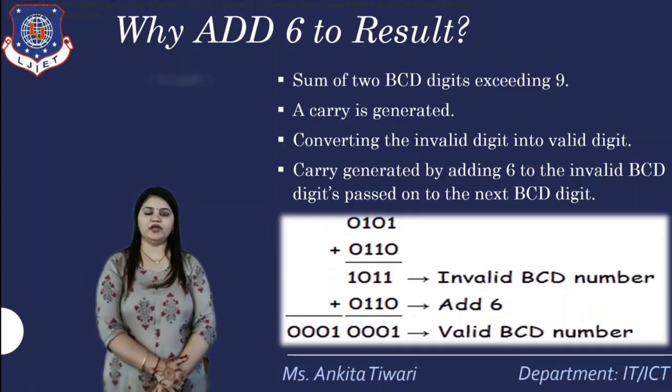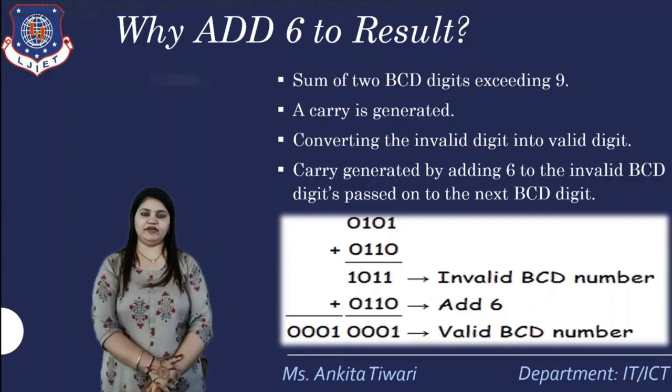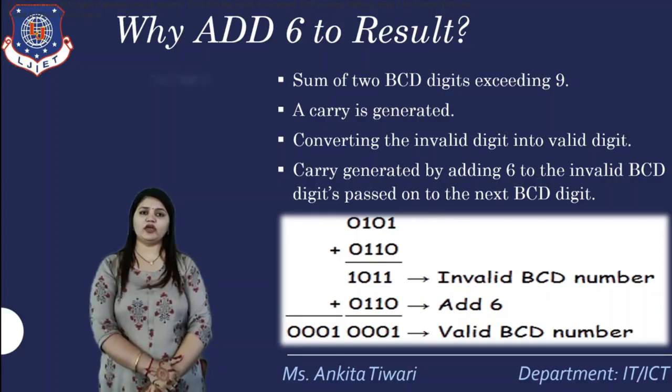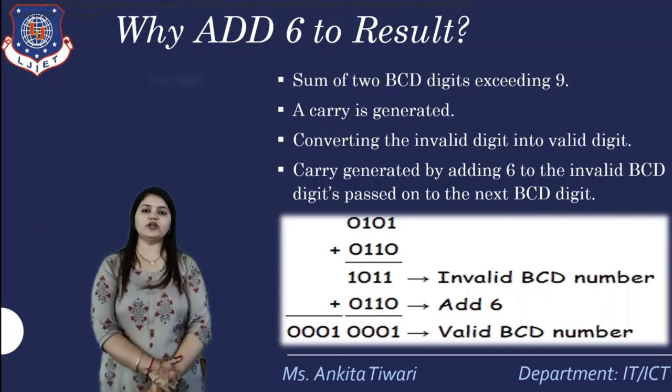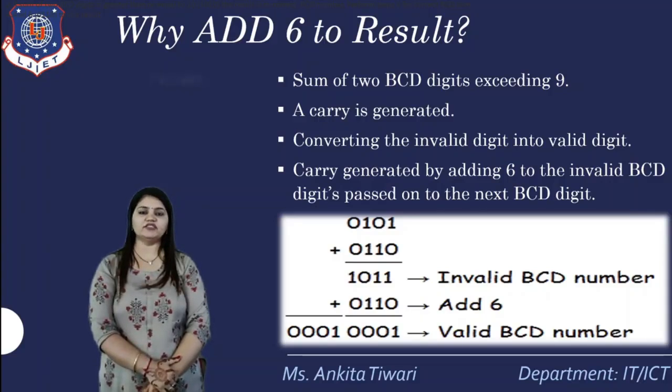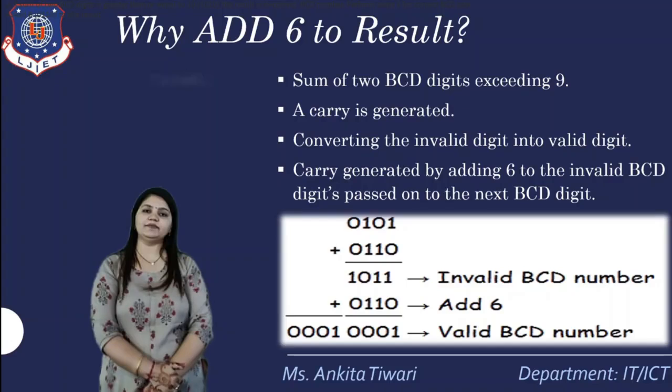We'll see one example. Suppose I have the number 5, that is 0101, and the number 6, that is 0110. We get the answer 5 plus 6, that is 11. But in BCD the answer will come as 1011, which is invalid. Why? Because numbers are represented in BCD from 0 to 9. After 9, the number 10 is not represented by 1011. That is represented by 8 bits, that is 0001 0000. So this is how a number is represented in BCD.